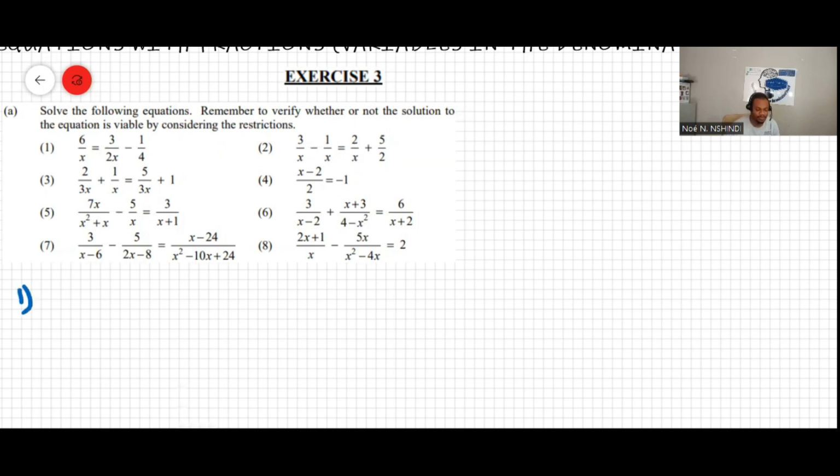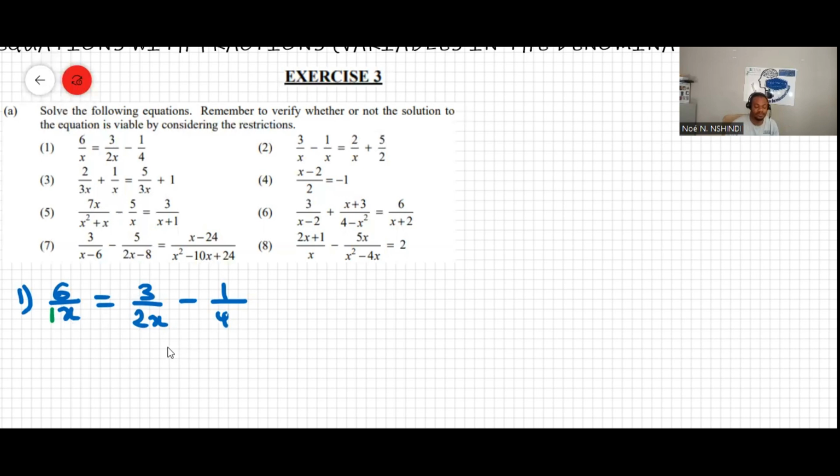Question 1. So we have 6 over x equal to 3 over 2x, minus 1 over 4. To do this, we first need to find a common denominator for all the denominators. I can see that there is an invisible 1 here. So we are going to find the LCM of 4, 2, and 1. The lowest common multiple for 4, 2, and 1 is just 4.